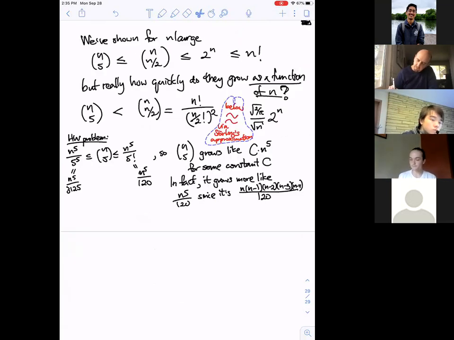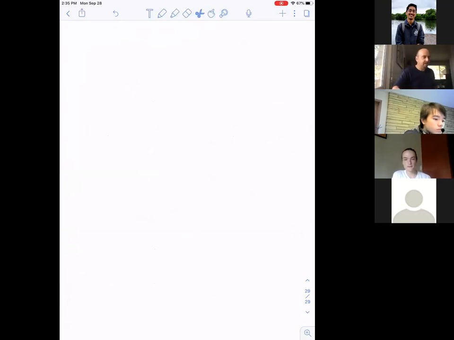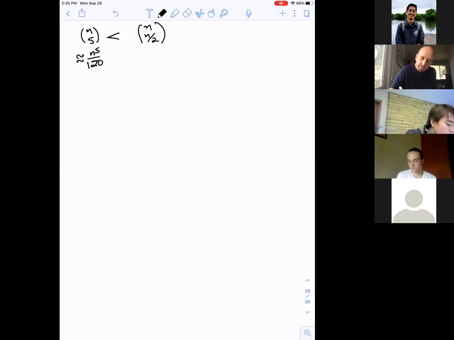Okay, I think what I'm going to do is, on the next page, start writing these things again. N choose 5 is approximately equal to, we decided, n to the fifth over 120, 5 factorial. I claim it is quite a bit less than n choose n over 2, which we decided is n factorial over n over 2 factorial squared.